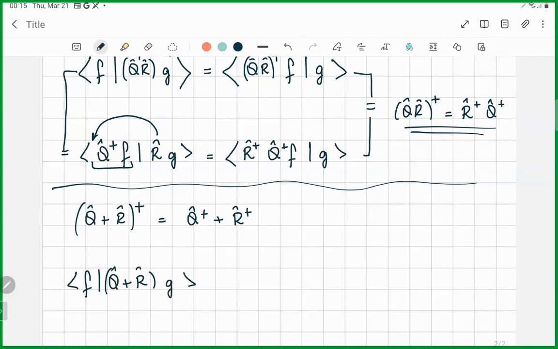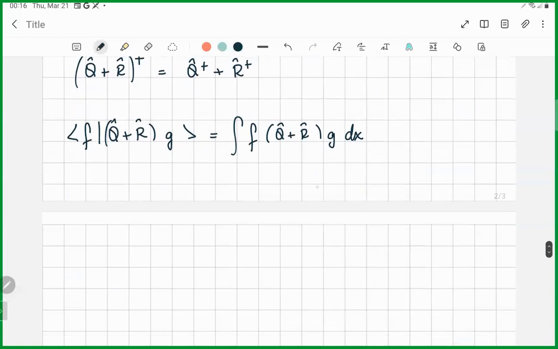So what is this sum? This sum, I can write as F, Q plus R on G. So this integral, I can open in two integrals: the integral of F, QG plus the integral of F, RG. The integral of a sum is equal to the sum of the integrals. That's what we are showing.